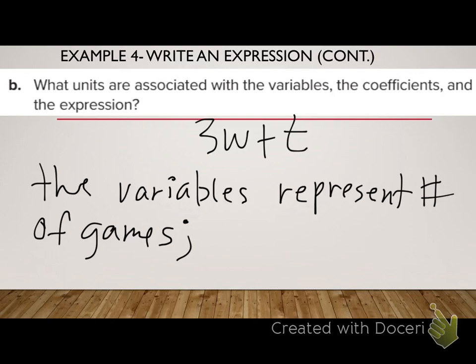What was the next part of the question? The coefficients. What are the coefficients representing? First off, what is a coefficient? Does anyone know? A coefficient is a number being multiplied by a variable. So, on my first term, what's my coefficient? 3. It's the number being multiplied by the variable. Second term, what's my coefficient? 1. Okay? So, what are the 3 and 1 representing? Yeah, the number of points that each team gets per game, right?